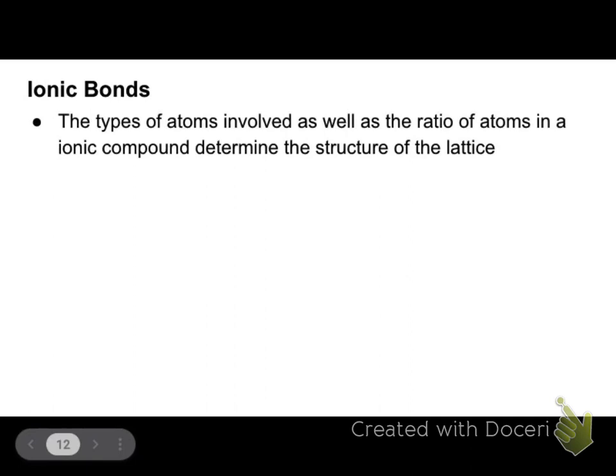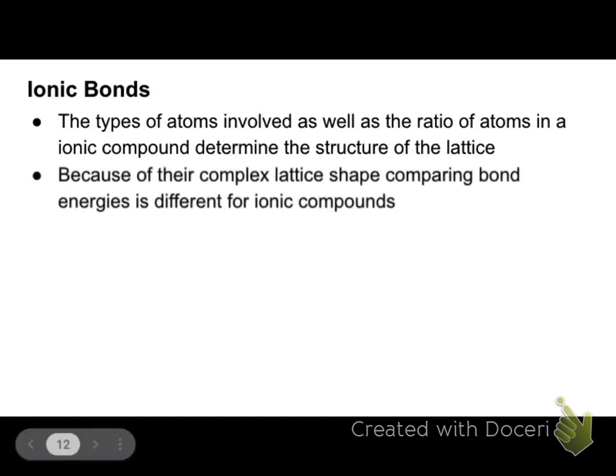The types of atoms involved, as well as the ratio of atoms in an ionic compound, determine the structure of the lattice. So remember that the length of a bond depended on which atoms were bonded in a covalent compound, right? If you had a hydrogen and a hydrogen bonding, the bond length would be different than a hydrogen and an oxygen. The same is true inside an ionic compound.